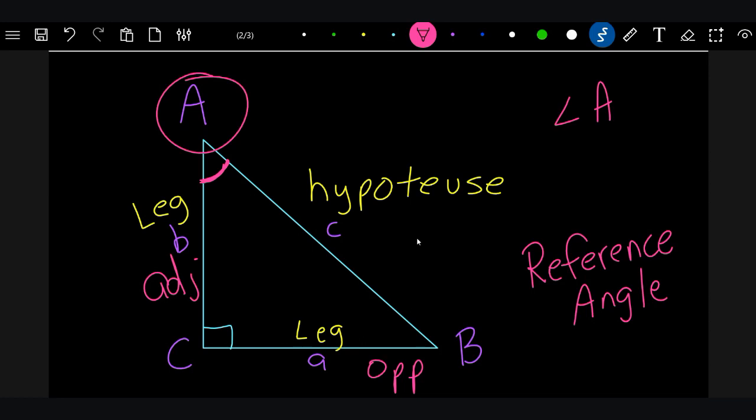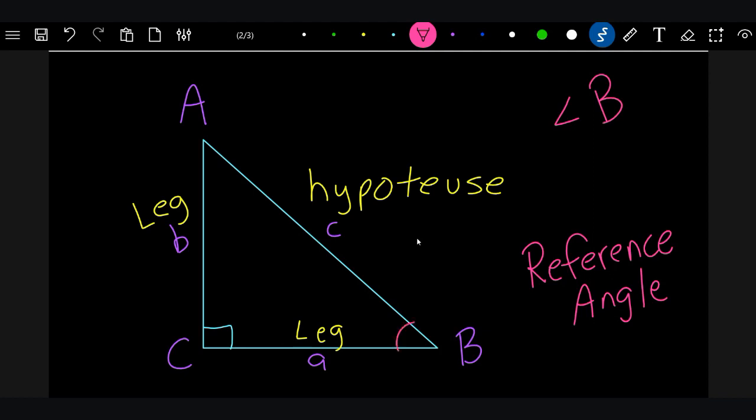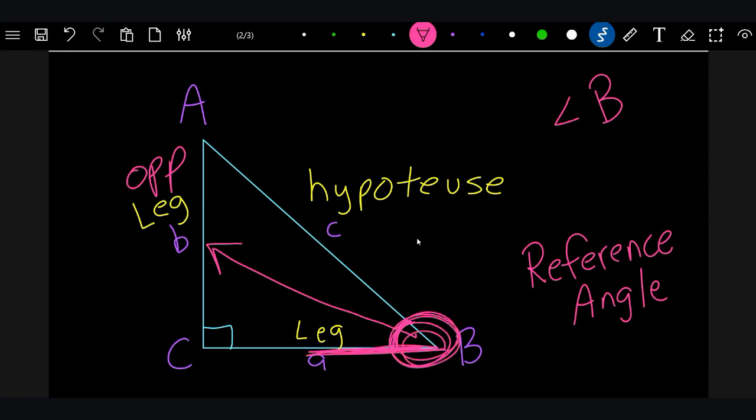Now, I need to show you something that hopefully does not blow your mind. I'm going to change my reference angle to B. Now my reference angle is B, so I come down here and put my little arc on B. Guess what else changes? Now this is the opposite, and this is the adjacent because it's connected to my reference angle. So depending on which angle you're looking at, the opposite and the adjacent can change.